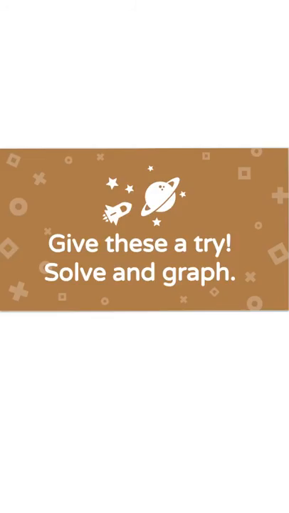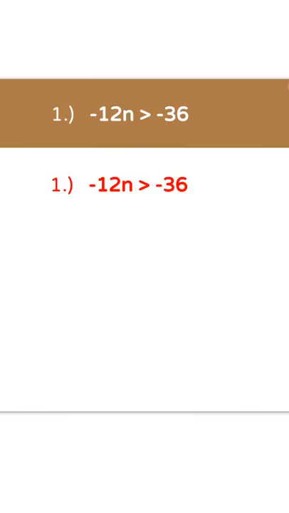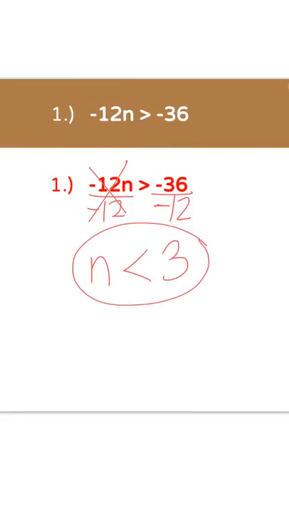Give these a try. Solve and graph. Number 1. -12n is greater than -36. You need to get rid of the -12 by dividing by -12. Because it's negative, that means you need to flip the sign. It will no longer be greater than, it will be less than. You will cancel out the -12 and leave just n. Then you have a negative divided by a negative, which is a positive, and 36 divided by 12 is 3. Your answer is n is less than 3.